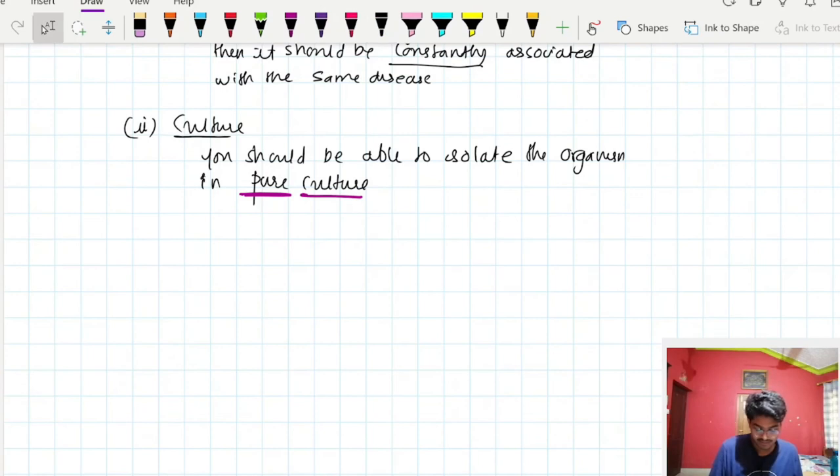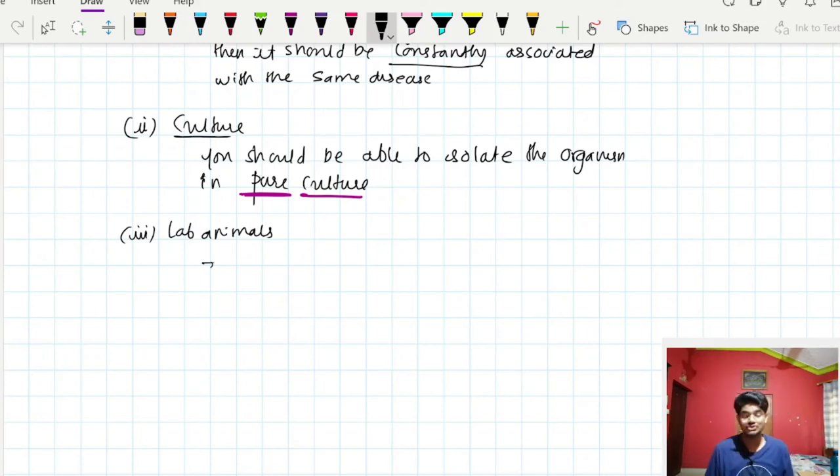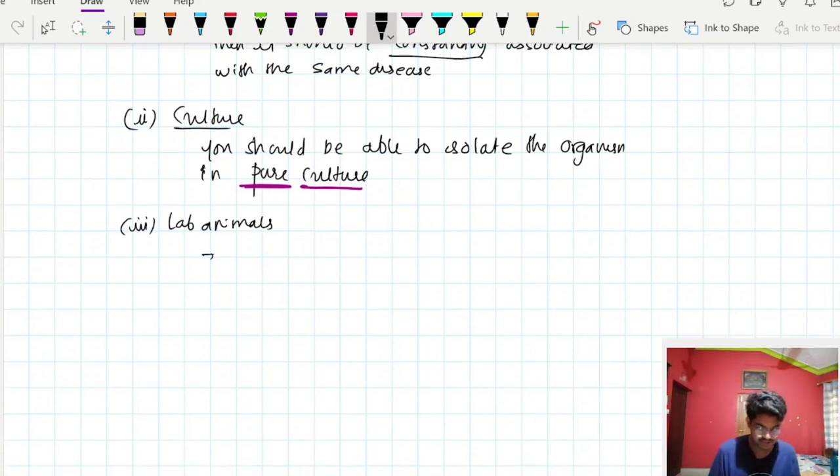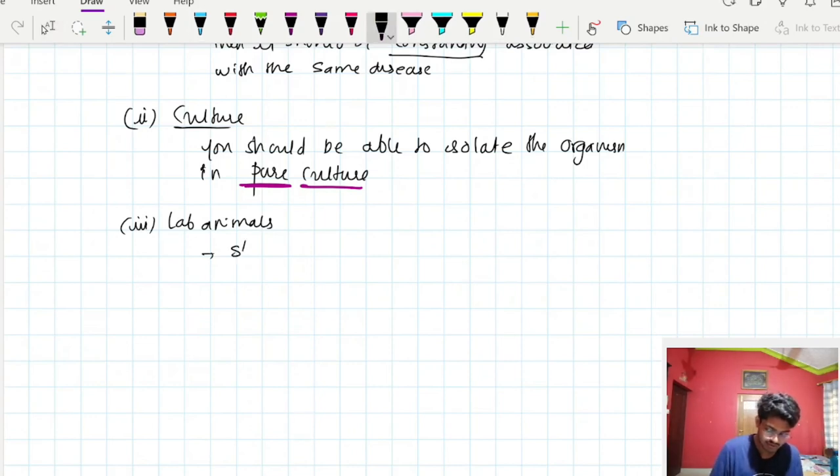Then the third postulate talks about lab animals. That means if we inject the pure culture of that organism into lab animals, it should cause the same disease as it causes in humans. That is what the third postulate tells about.